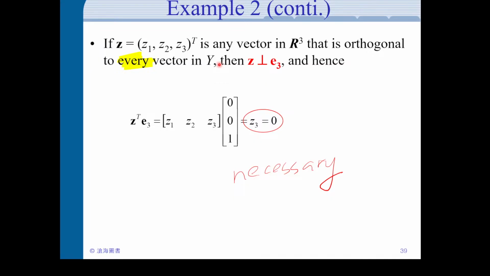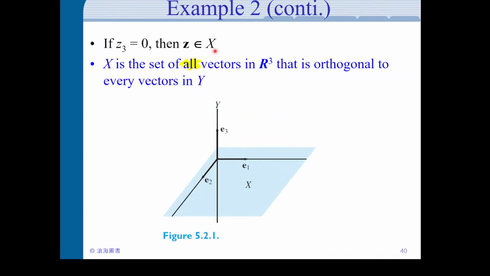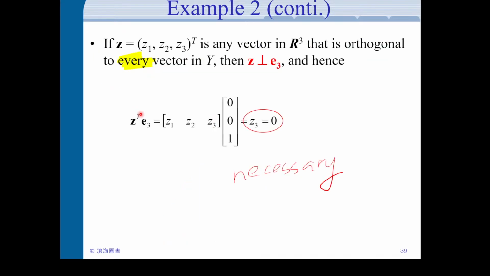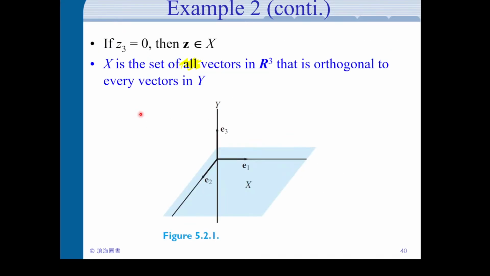Then z is orthogonal to E3, and we take this and see z3 equals 0. Okay. And we see that if z3 equals 0, then this is in x. Okay, and so this xy plane is everything that's orthogonal to y. Okay, and then this orthogonal to everything is another concept that we want to take now.